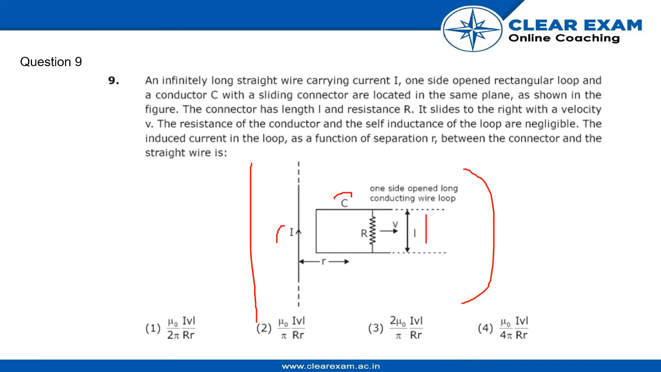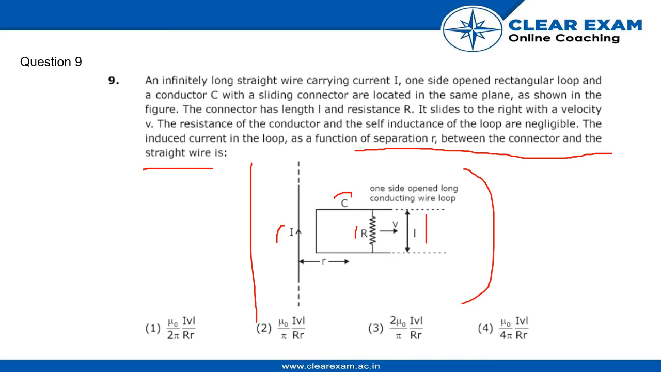which has length L and resistance R, okay? So it slides to the right with a velocity v. It is sliding to the right with a velocity v, and the resistance of the conductor and the self-inductance of the loop are negligible. We can neglect them. So we have to find the induced current in the loop as a function of the separation r between the connector and the straight wire.